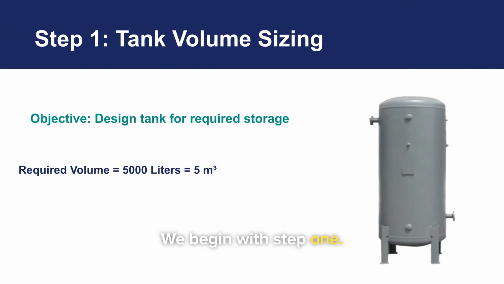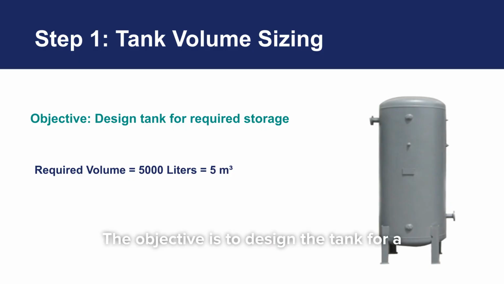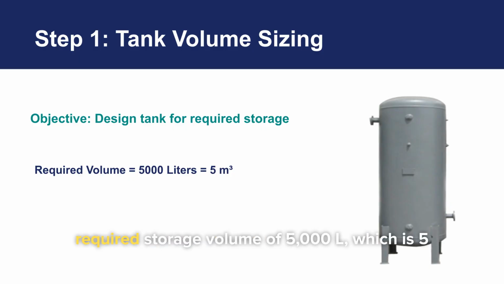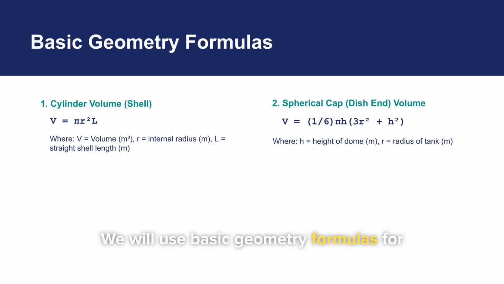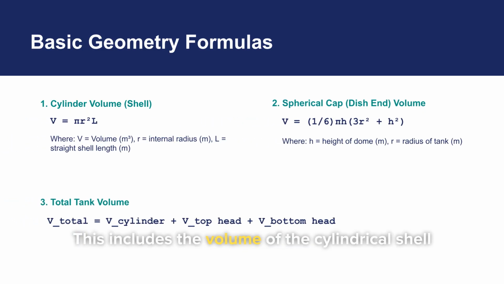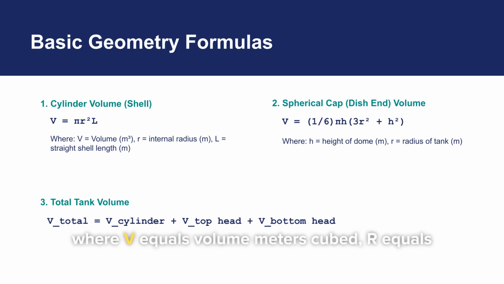We begin with Step 1, tank volume sizing. The objective is to design the tank for a required storage volume of 5,000 liters, which is 5 cubic meters. We will use basic geometry formulas for calculation. This includes the volume of the cylindrical shell, where V equals volume, meters cubed, R equals internal radius, meters, L equals straight shell length, meters, and the spherical cap, where H equals height of dome, meters, R equals radius of tank, meters, which is the dish end volume.